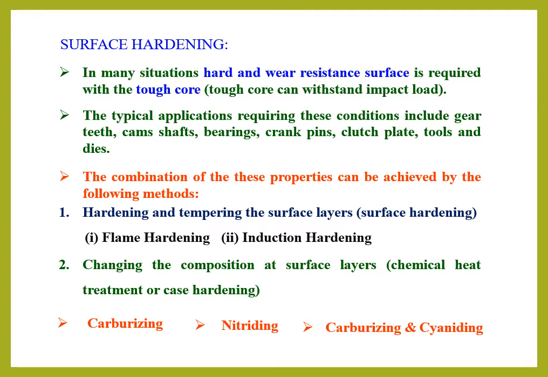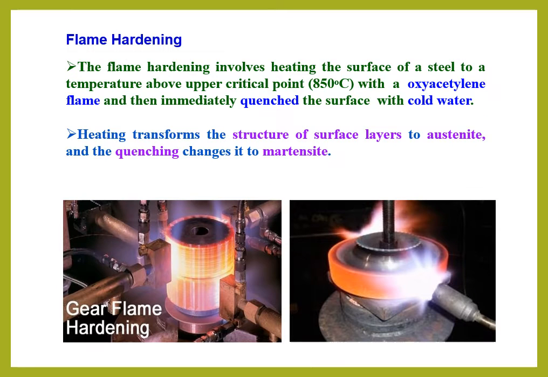We can do two types of heat treatment process. The first one is surface hardening. We have two types, flame hardening and induction hardening, and there is also chemical heat treatment, that is called case hardening. Case hardening changes the composition of the surface layers, like carburizing, nitriding and cyaniding processes. So we can see them one by one.